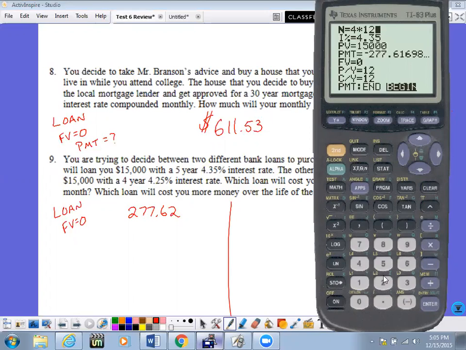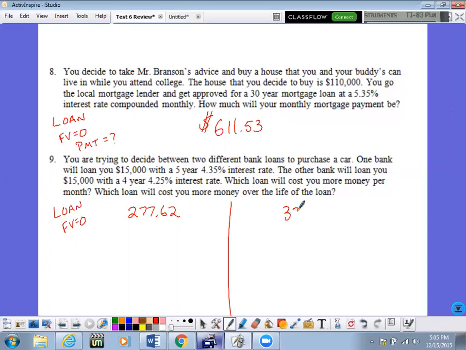And now we're going to solve for the other one, which instead of 5 years was only 4 years, so 4 times 12 for your monthly payments. The interest rate was different. It was a 4.25% interest rate, so a little bit better. $15,000 is still what you're borrowing, and so now we're going to solve for that. Well, that payment's going to be $339.17. So this is per month.